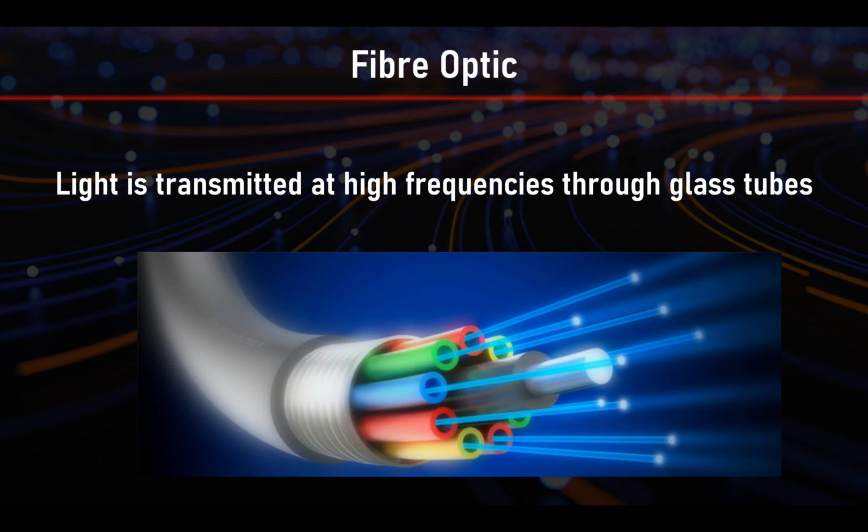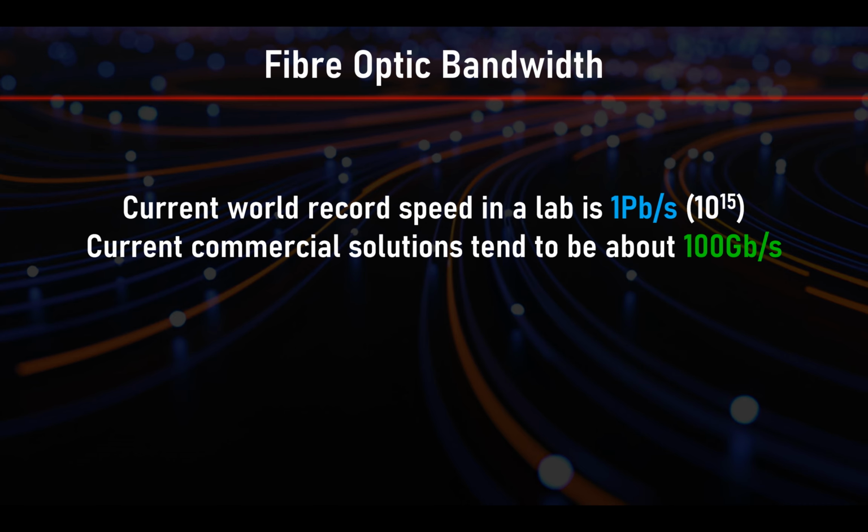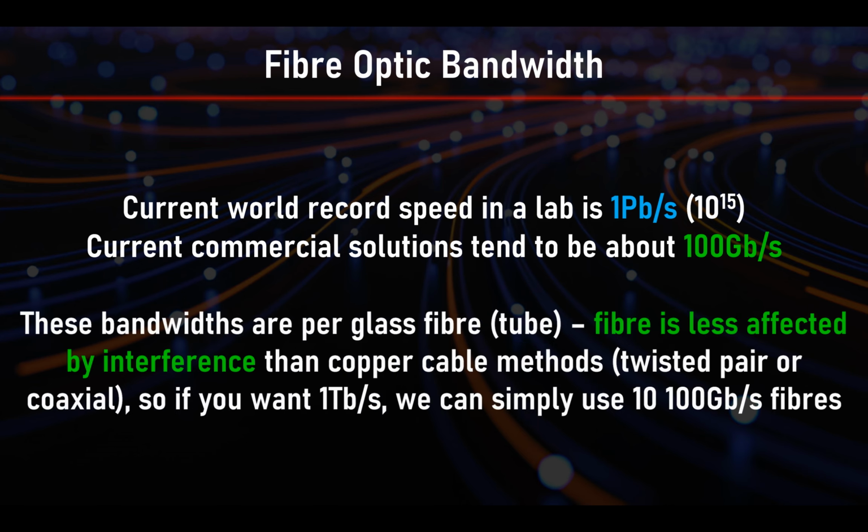Right, then finally, fibre optic: light transmitted at high frequencies through glass tubes. This is actually why the bandwidth is so high. I guess the current world record is 1 petabit per second. Current commercial solutions are about 100 gigabits per second. This was made maybe 3 or 4 years ago. Maybe now it might even be faster than that.